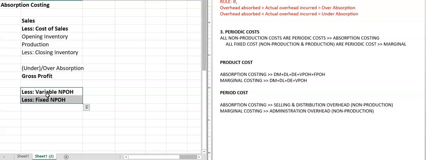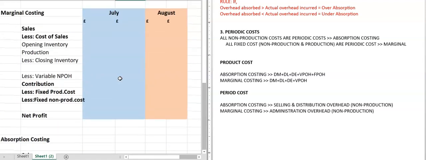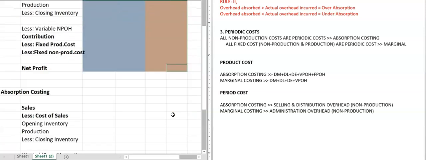considered as periodic cost. But when it comes to marginal costing, all fixed cost, very carefully you have to understand this, all fixed cost, that is non-production and production cost. So you can see here fixed production cost and fixed non-production cost. These both are considered as periodic cost under the marginal costing. This is the rule that we have to follow. Right. After considering everything, so let us calculate the profit.